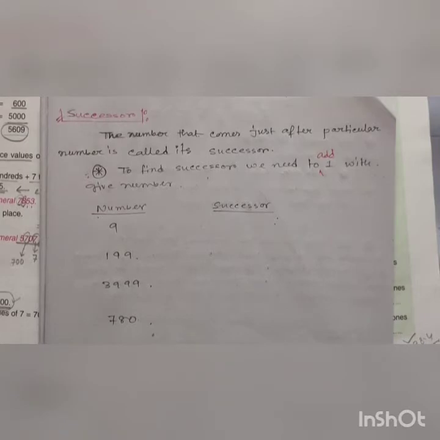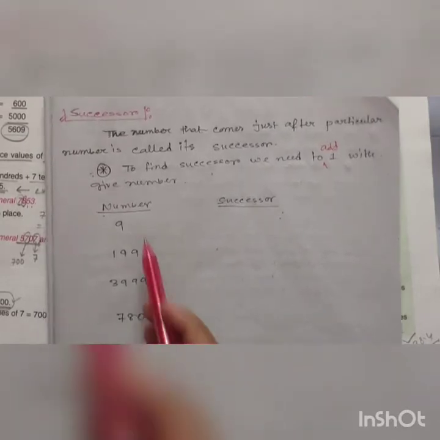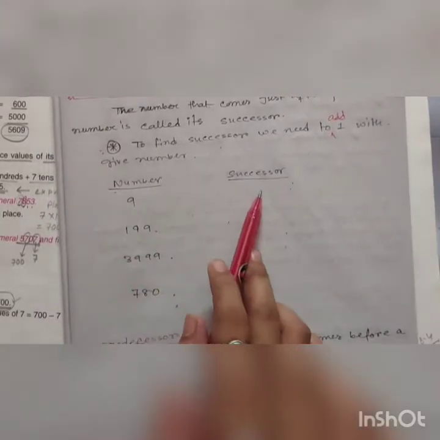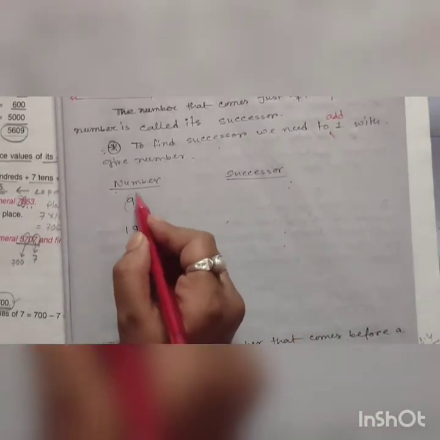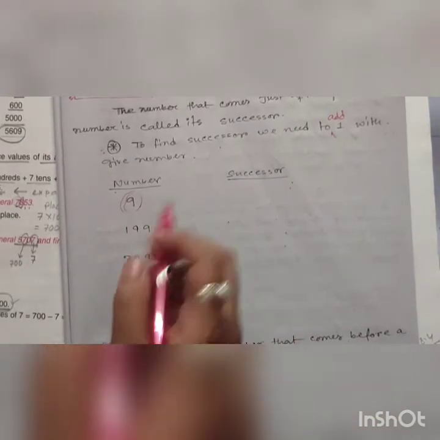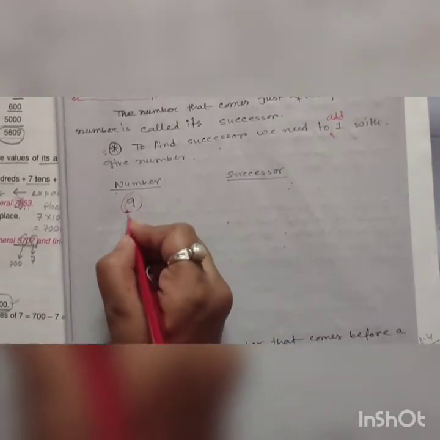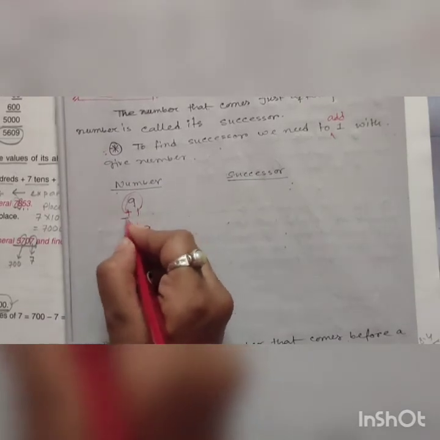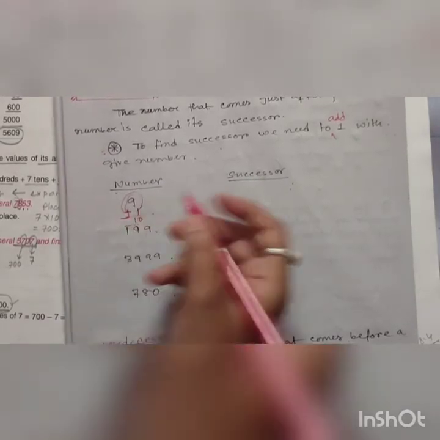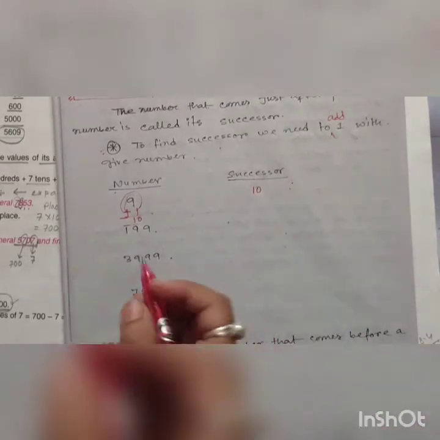So here I have given you some numbers, you need to find out the successor. Okay, so first of all we need to find out the successor of 9. What will be the successor of 9? So what comes just after 9? If you add 1 with 9, then we will get the successor. 9 plus 1 is how much? 9 plus 1 is 10. So the successor of 9 is 10.